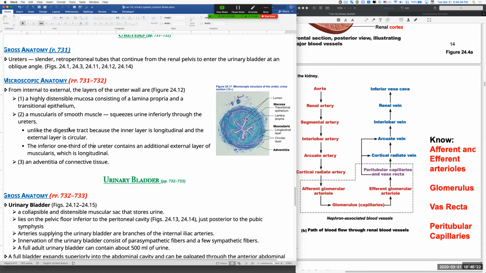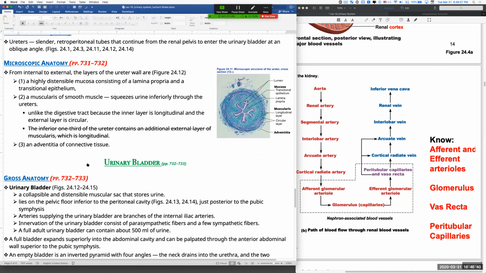Unlike in the digestive tract, this smooth muscle has its inner layer being longitudinal, whereas the external layer is the circular one. You don't have to worry about this. I'm going to cross this out.